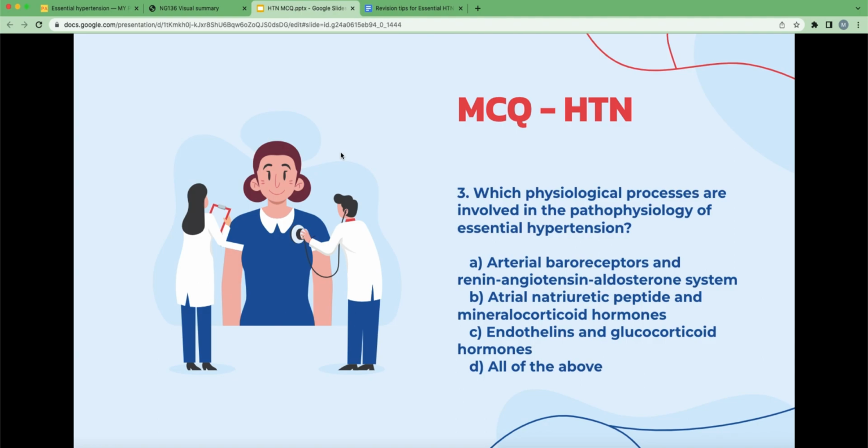Now, let's move to number 3. Which physiological processes are involved in the pathophysiology of essential hypertension? Now, this is a handful. A, arterial baroreceptor and renin-angiotensin-aldosterone system. B, atrial natriuretic peptide and mineralocorticoid hormones. C, endothelins and glucocorticoid hormones. D, all of the above.